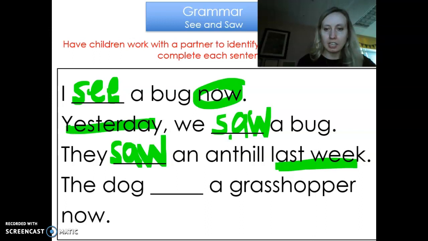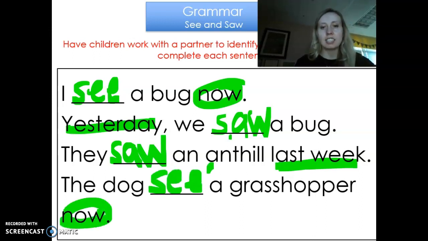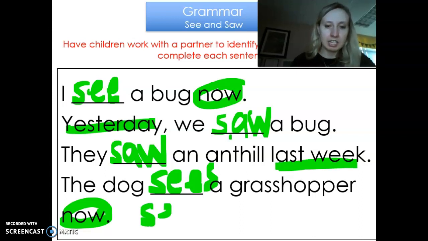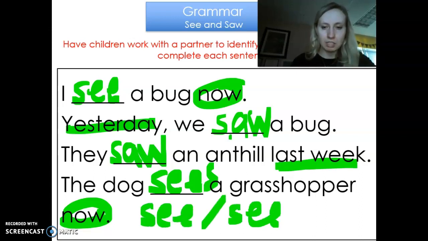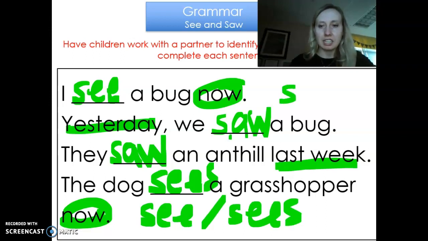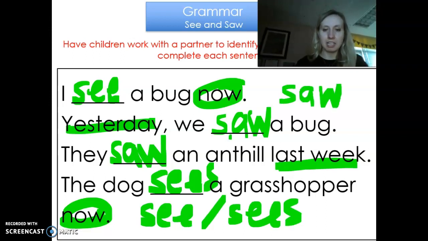The dog blank a grasshopper now. So now would be see. The dog sees a grasshopper now. We wouldn't say see, we'd say sees. Okay, so once more, we say see or sees when it's happening now. We say saw when we saw something in the past.